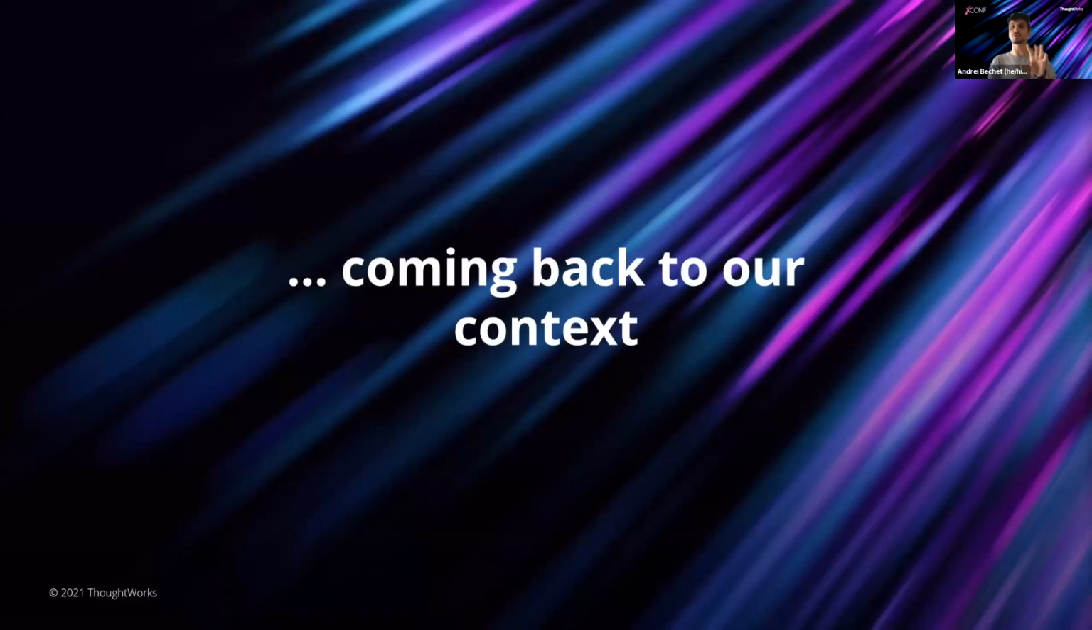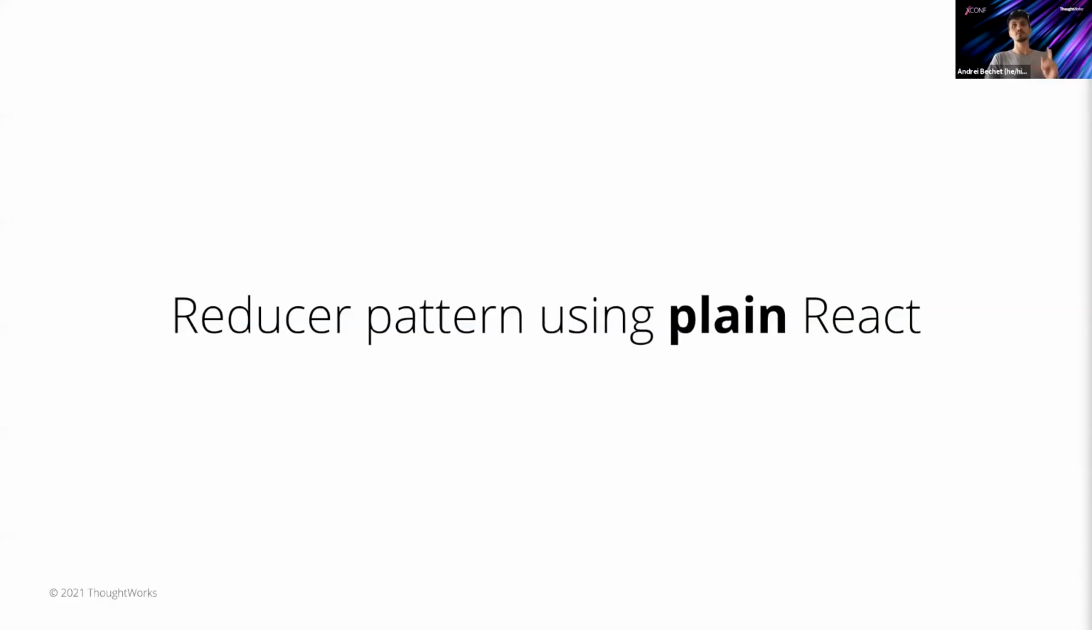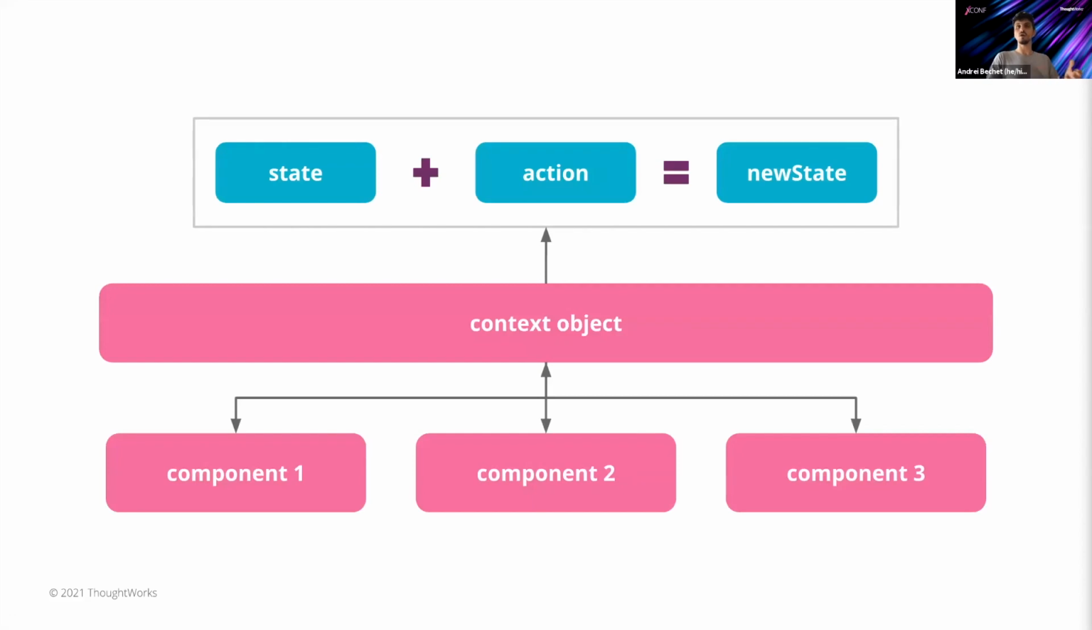So let's come back to our context, right? Our simple React app passing information via props. We started using the reducer pattern using plain React. We didn't want to introduce a new library, and React has some nice tools. So all our components which are interested in the global state basically get to access a context object, and this context object is nothing more than just a representation of the state and a way to migrate it, to mutate it, to change it to some new version.